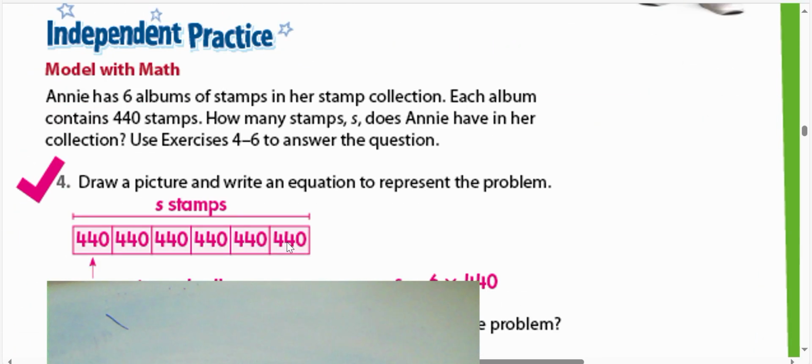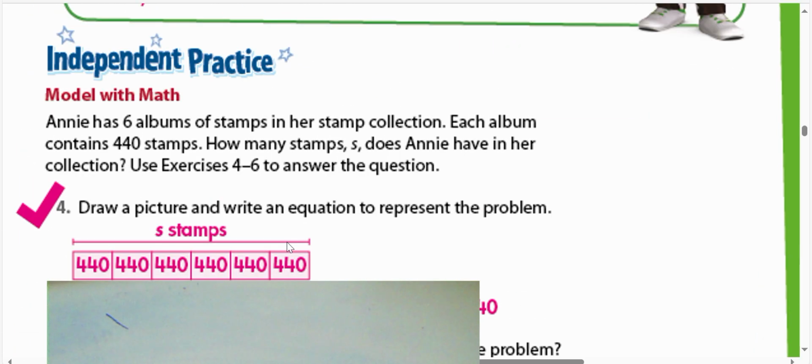Next question, practice model. Penny has 6 albums of stamps in her stamp collection. Each album contains 440 stamps. How many stamps does she have in her collection? Use the last exercise to find the result.